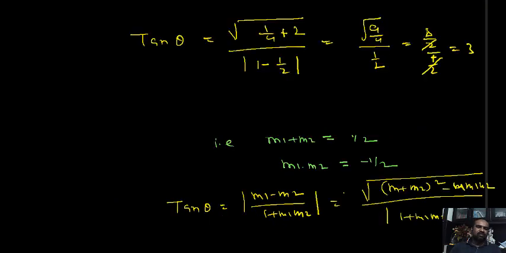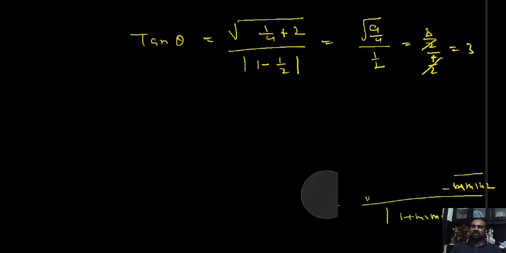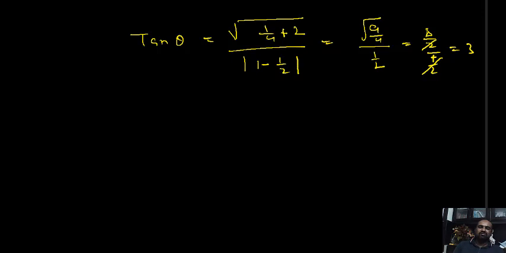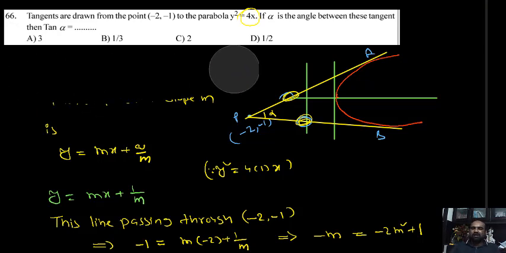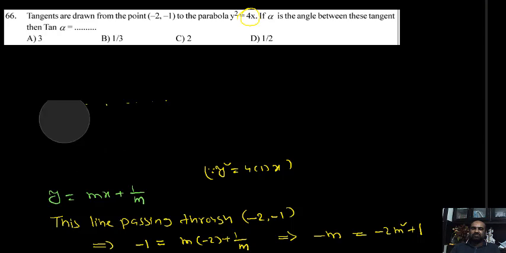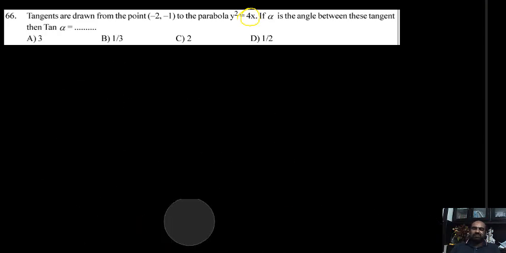Here the angle is given in the problem as alpha, so I can write alpha instead of theta. That is not a big problem. So finally, tan alpha equal to 3. I hope you people understand. Or directly you can use a formula, and using that formula also you can solve the problem. I will show you that.